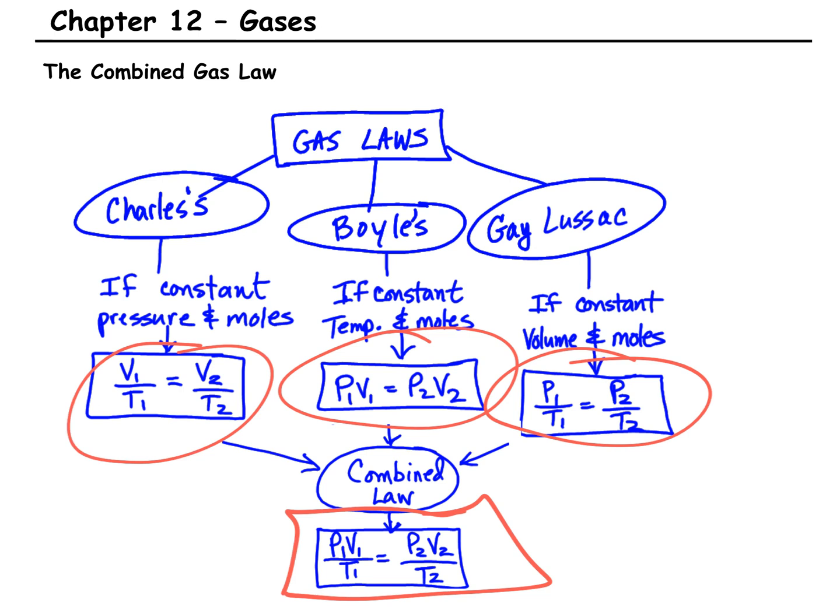Now, the rules for doing calculations: temperature must be in Kelvin, pressure and volume could be in any units as long as P1 and P2 are in the same unit and V1 and V2 are in the same unit. Let's do a couple of examples.